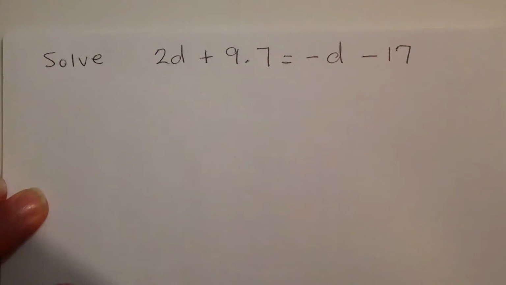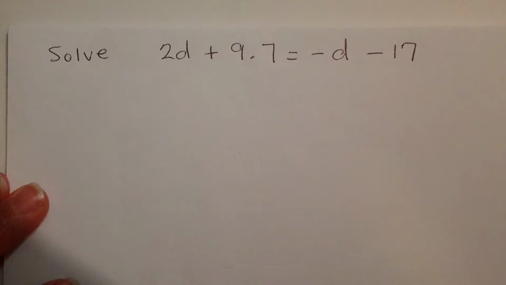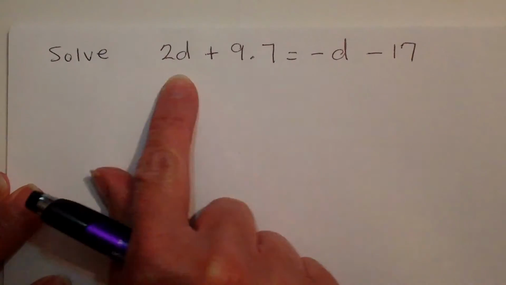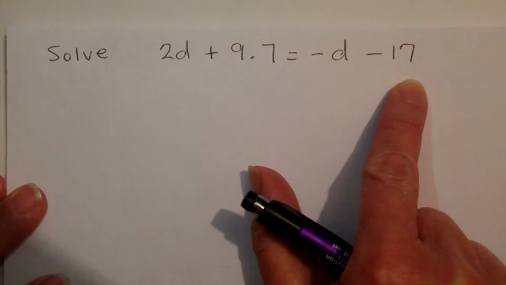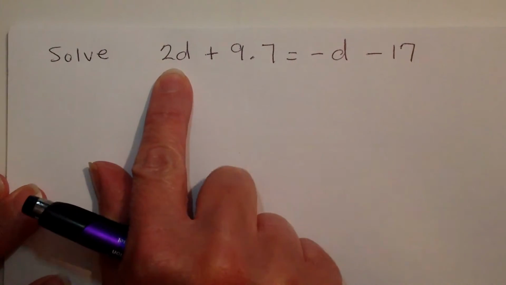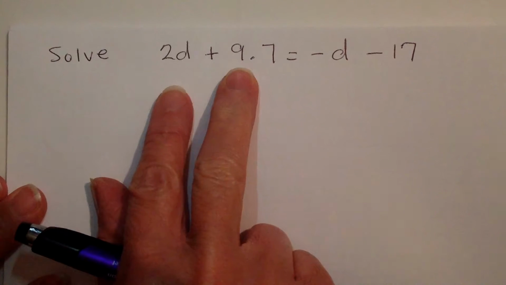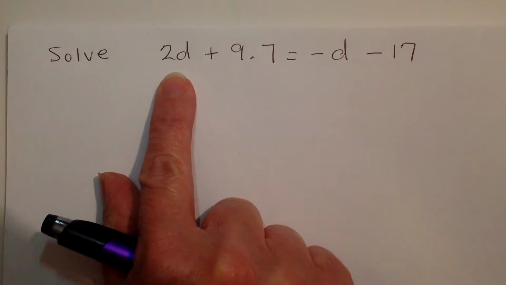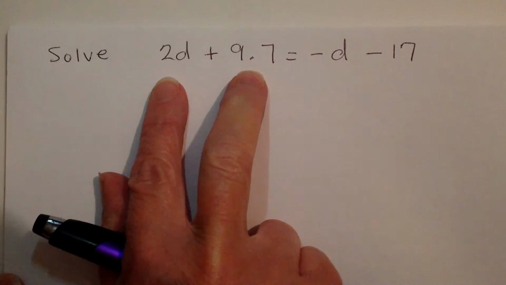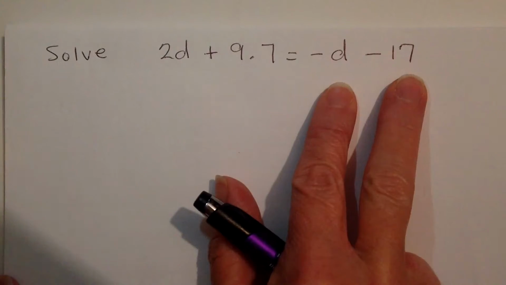One more example. Let's solve this equation. We cannot combine any terms on the left side of the equal sign. We cannot combine any terms on the right-hand side of the equal sign. You never can add a variable term to a constant. Your constant is a term that does not have a variable. Your variable term is your term that has a letter. So we can't combine here and we cannot combine here.